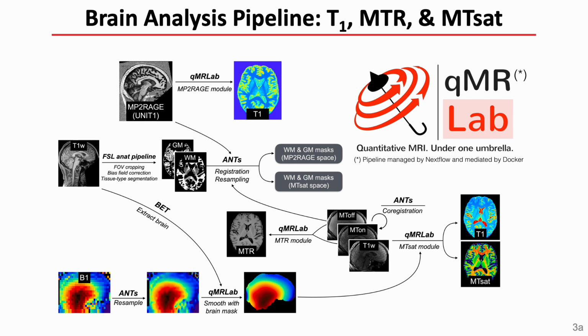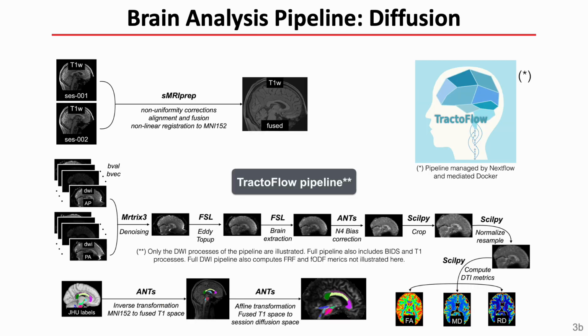We used automated pipelines that we developed and shared. For the brain analysis pipeline, the quantitative measures T1, MTR, and MTsat, we used the qMRLab software with a pipeline managed by Nextflow and mediated by Docker containers. For the brain diffusion analysis pipeline, we use the TractoFlow software, which is a pipeline managed by Nextflow and mediated by Docker as well. In this diagram, the flow of the analysis is demonstrated.